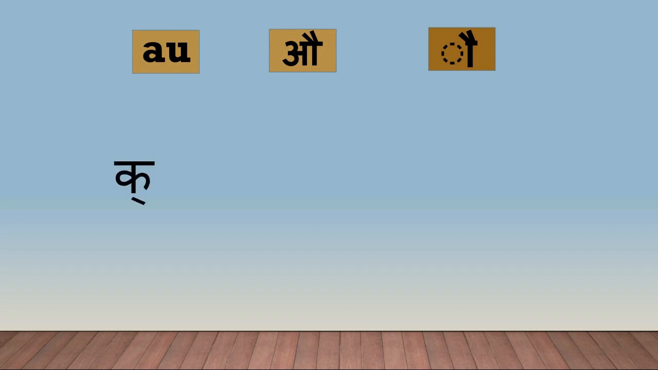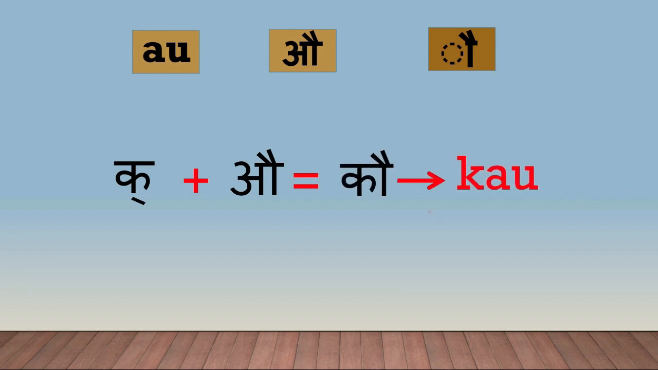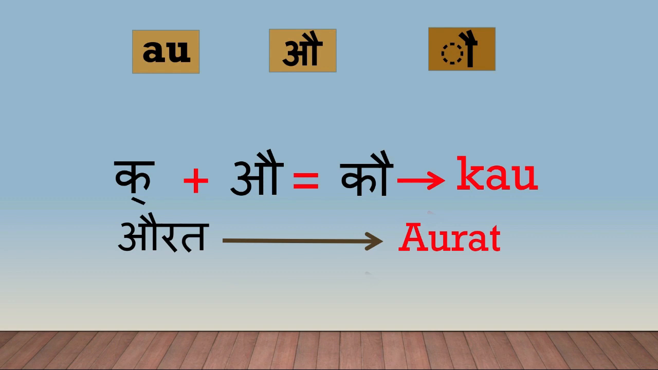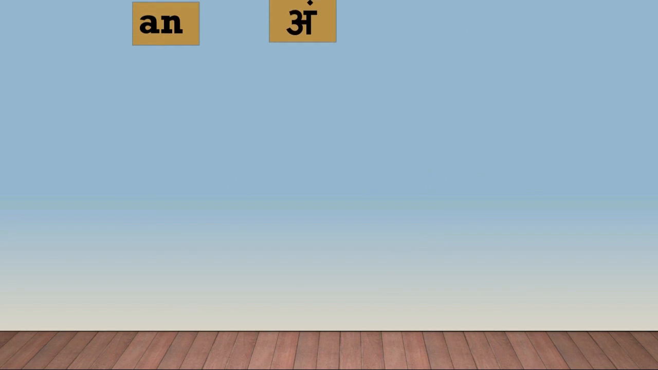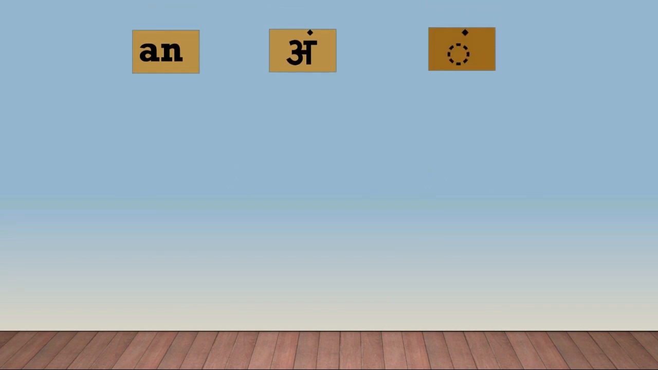Well, next sound is au with the sign of au ki matra. See, ka plus au, it gives a sound of kau. In English, it's kau. As a word we pronounce as aurat. In English, aurat. Next, daulat. In English, daulat.